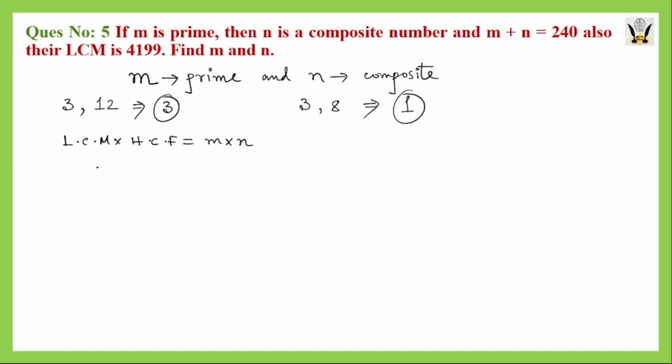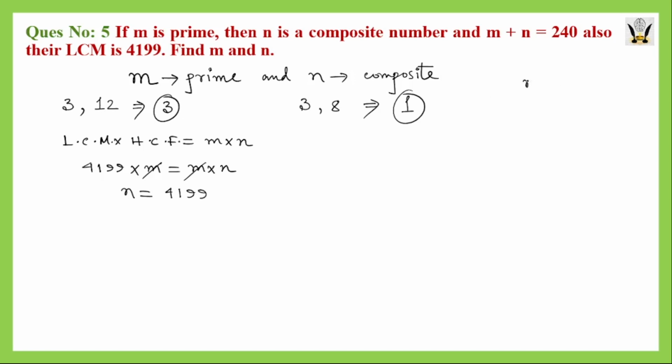Now the LCM value is 4199, and for the HCF, if we take the first scenario, then the HCF is the first number, the prime number itself. That means it will be m, and their multiplication will be equal to their multiplication, so m will cancel each other. That means the other number, the composite number, will be 4199.